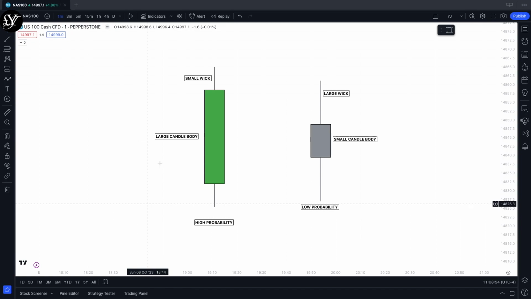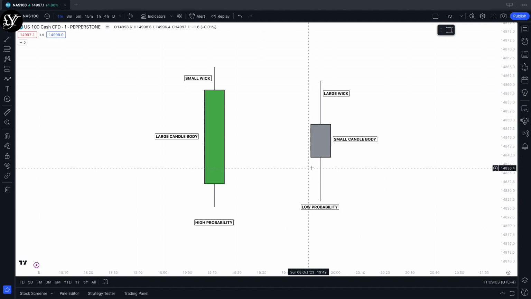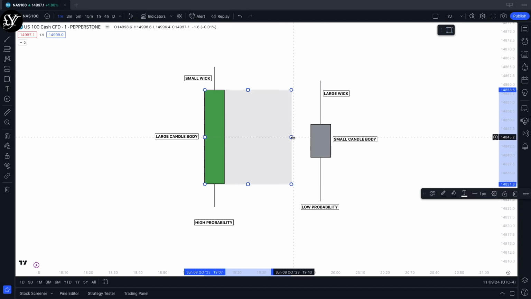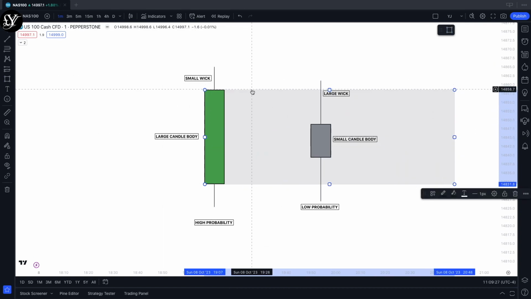So, as you guys can see here, I have a large candle body with small wicks and a small candle body with large wicks. This is the lower probability option for our entry model, and this is a higher probability entry model, and I'll explain why in a second. What we'd want to do is grab our order block tool, and for this entry model specifically, for the higher probability, we'd want to mark it out from the tip of the candle body to the bottom, like so. So this is how our order block would look on a high probability.